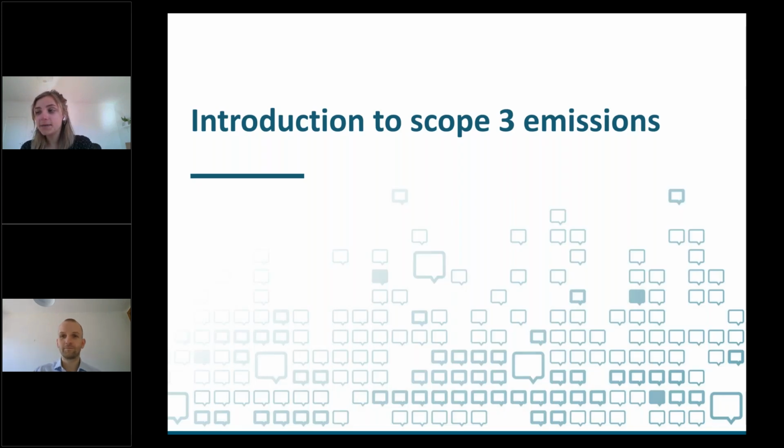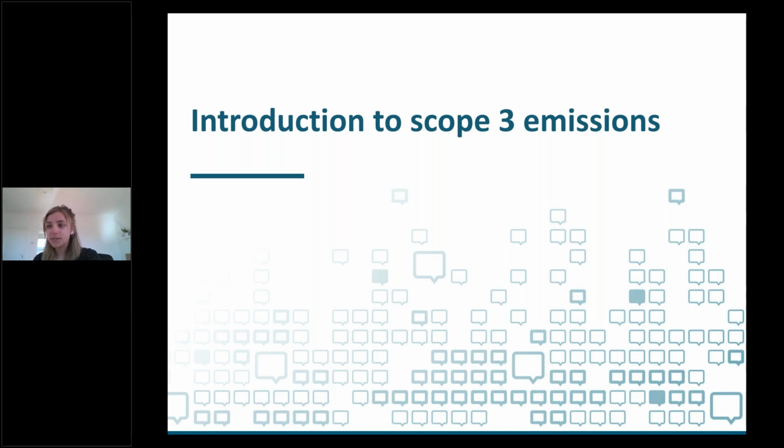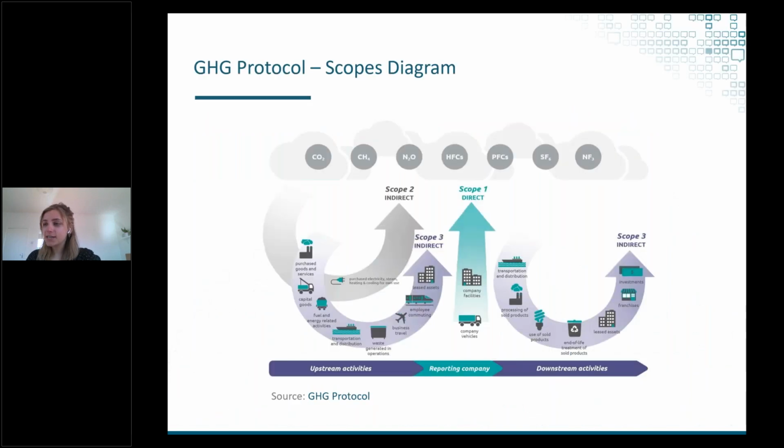My name is Louise. I'm a sustainability consultant here at Greenstone. And today I will take you through the quite complex but actually fascinating world of Scope 3 emissions. I will start by touching on the basics of greenhouse gases reporting. Without going into much detail, let's just dive into the GHG Protocol diagram.